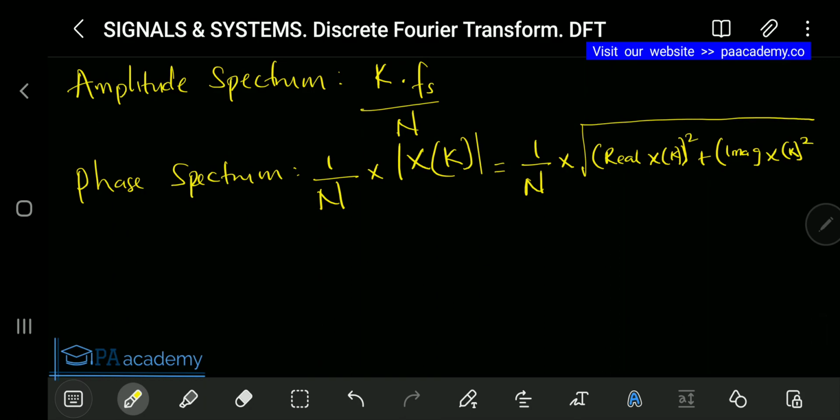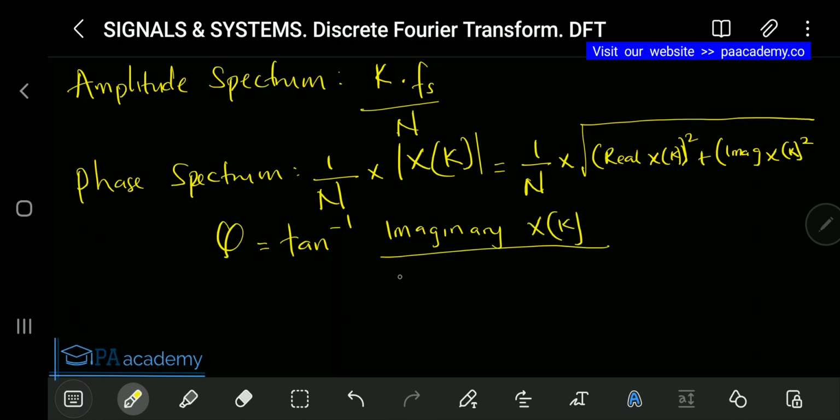Don't worry, we are going to see the application of all of these formulas and then you're going to understand better. To get the phase, or you can call it theta, that equals tan inverse of the imaginary part of x of k over the real part of x of k.